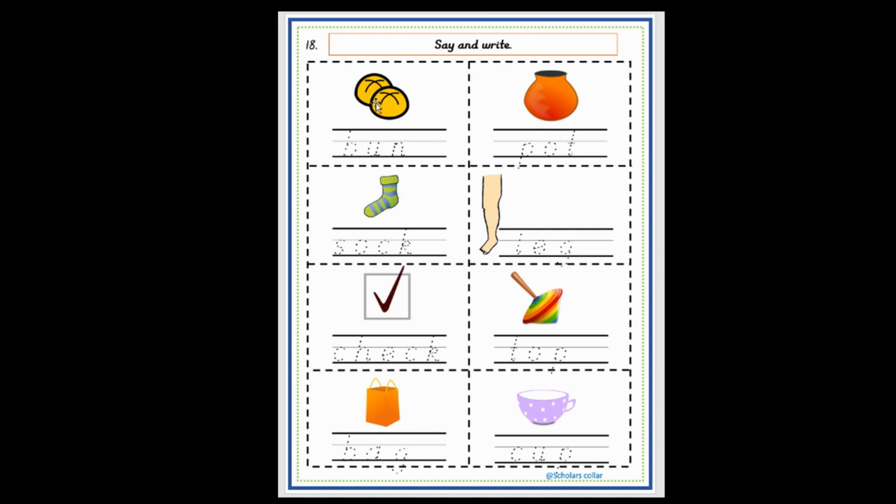And here you're going to see the picture, and then you're going to write. So this is bun. So we have bun, pot, and so on and so forth. We get that practice here.